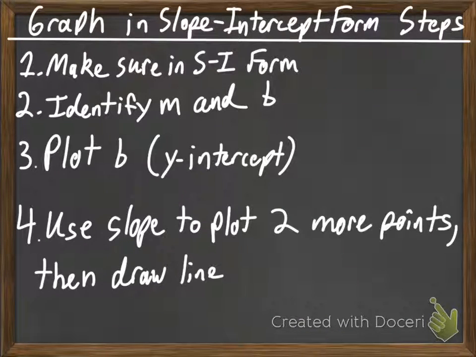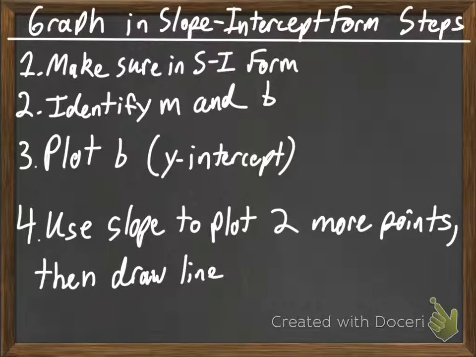Now we're actually going to get into the graphing part in slope-intercept form. So you've already been graphing in input-output tables, so now we're going to graph another way. There's 4 steps to graph in slope-intercept form. First step is make sure it is in slope-intercept form. That's what we were doing before. Second step is identify the m and the b. Hey, we know how to do that too. So we've got 2 of these 4 steps down.